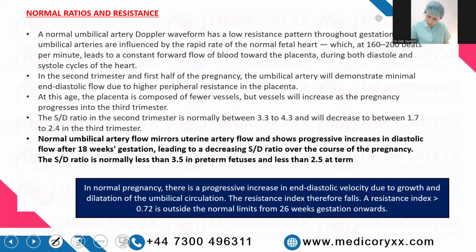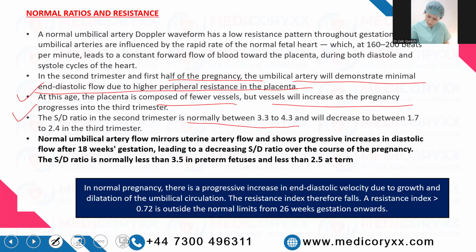Like I have said, in the first half, the flow is going to be less, okay? In the second trimester or the first half of the pregnancy, the umbilical artery will demonstrate minimal end diastolic flow due to the high peripheral resistance in the placenta. At this age, the placenta is composed of few vessels, but vessels will increase as the pregnancy progresses into the third trimester. So the ST ratio is most of the time normal between 3.3 to 4.3 and will decrease to between 1.7 to 2.4 in the third trimester.